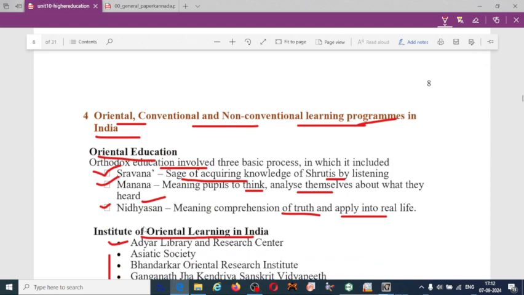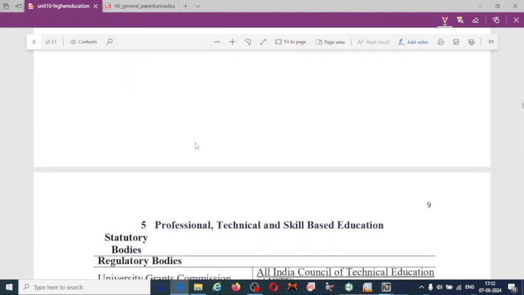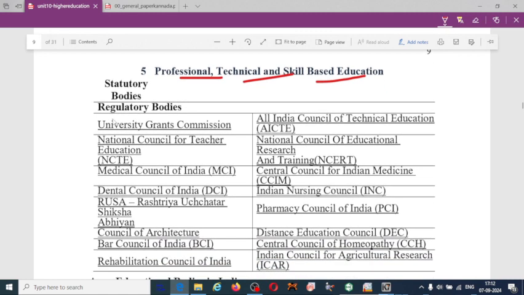So this is about the oriental, conventional, non-conventional learning programs in India. The next topic of higher education is the fifth one, that is professional, technical and skill based education. Which are the statutory or regulatory bodies we have for professional, technical or skill based education?